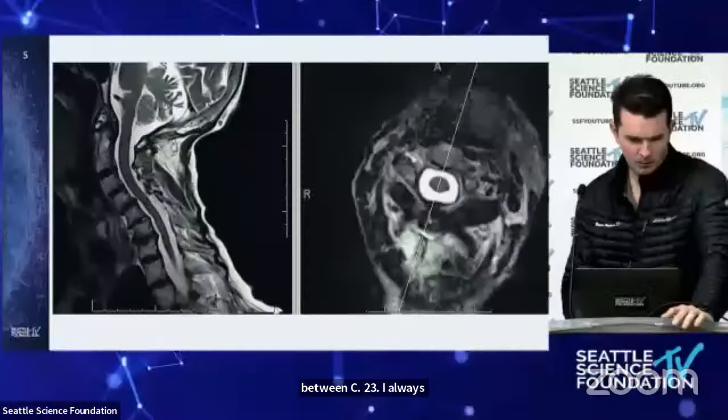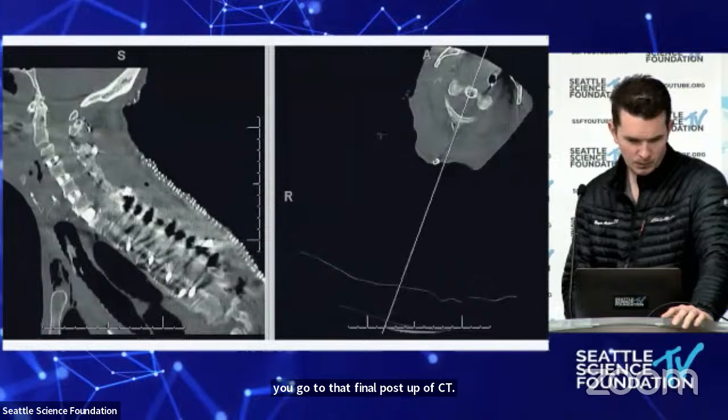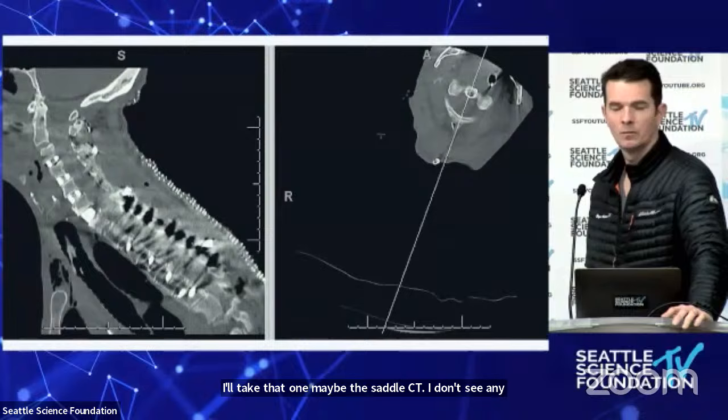Great question, Dr. Younghan. If you can go back to the images one more time, Ben, Dr. Amin Hanin was worried about remaining spondylolisthesis between C2-3. I always appreciate, Dr. Hanin, your thoughtful and detailed assessment. If you go to that final postoperative CT, I'll take that one maybe, the sagittal CT. I don't see any neurologic problem, and I think that's a pretty subtle thing. Rod, critique me. C2-3 spondylolisthesis, is that an issue?